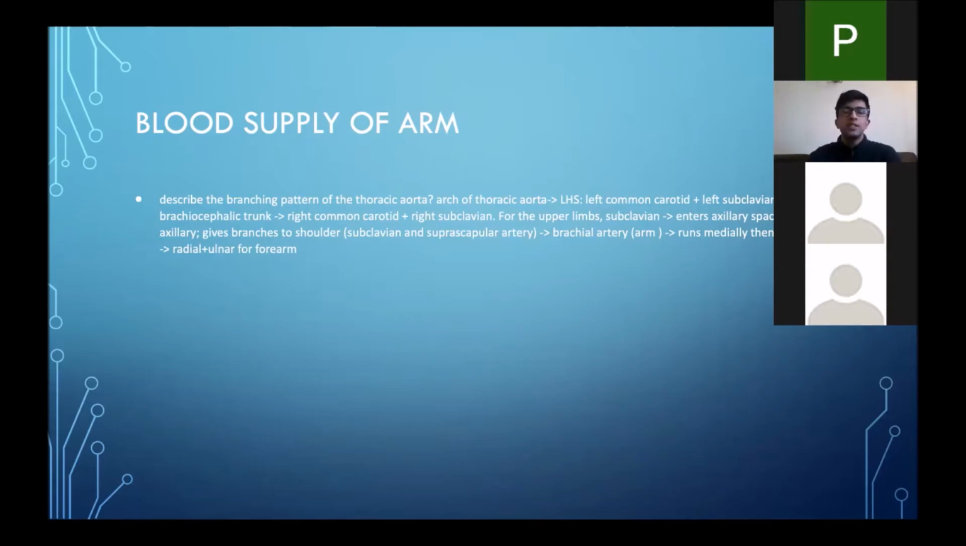That's a key thing to realize, that the left and right side actually have different numbers of branches from the thoracic aorta, which is something I always forget. But the subclavian is how the thoracic aorta links to the upper limb vasculature. The subclavian enters the axillary space, and this is when it becomes really funny.